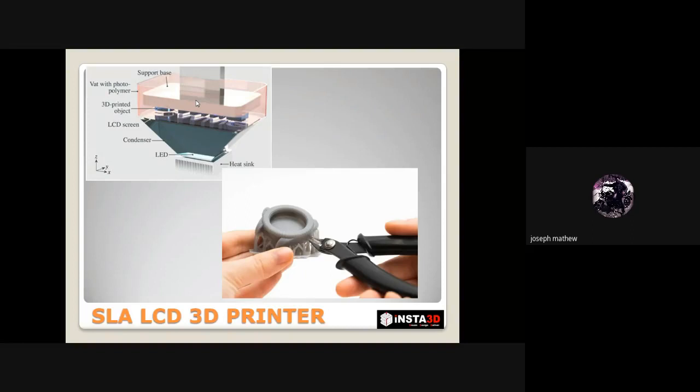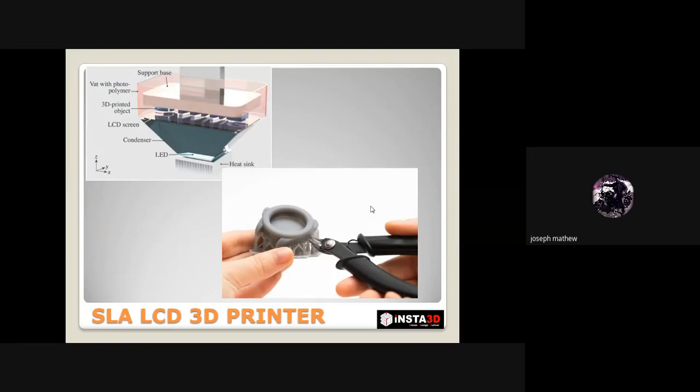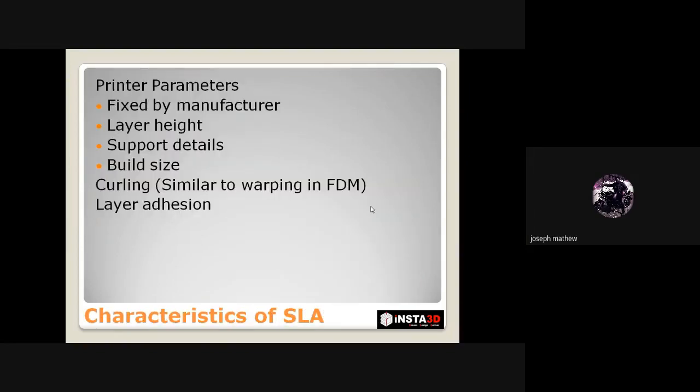So almost all the commercial machines, that is the low cost machines available, will be going for the bottom up approach, like the one used in the SLA LCD 3D printer and the DLP 3D printer. Whereas in the basic SLA machine, the technique used is the top bottom approach. So the build platform moves from top to bottom. In this, the print parameters are already fixed by the manufacturer, and we can change only a few of the 3D printing parameters available.